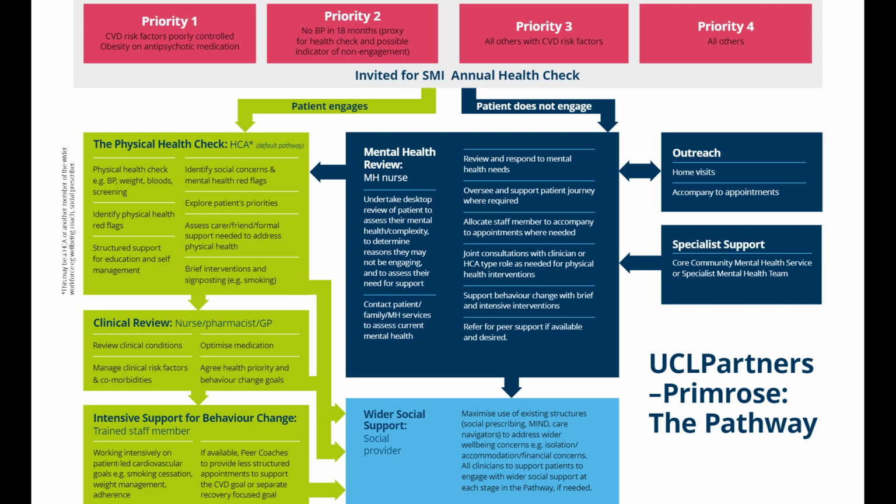To the right of the bottom green box is a light blue box labeled wider social support. This acknowledges that most people with severe mental illness will be dealing with a number of other problems, and they might prioritize these over their physical health.